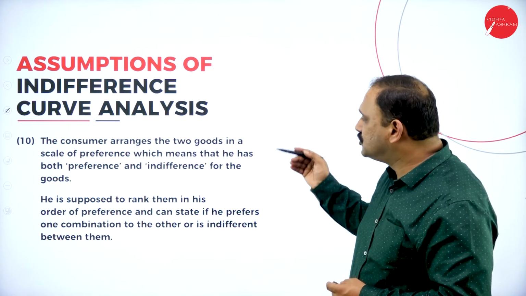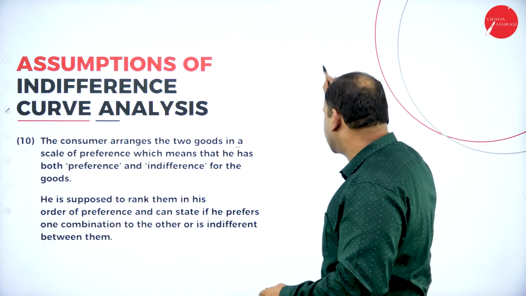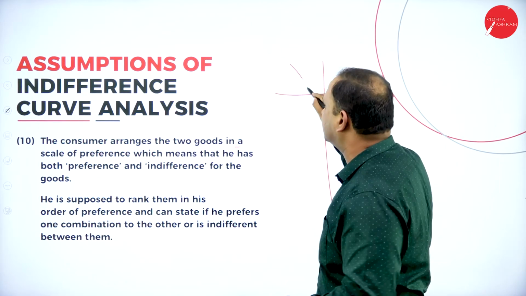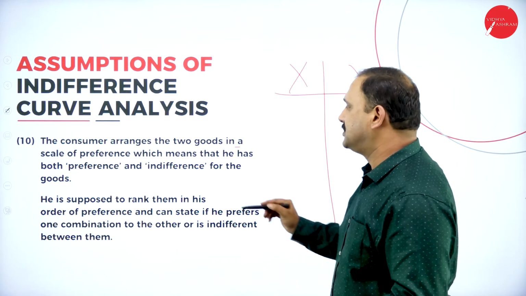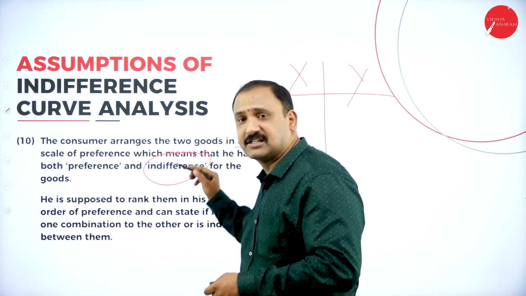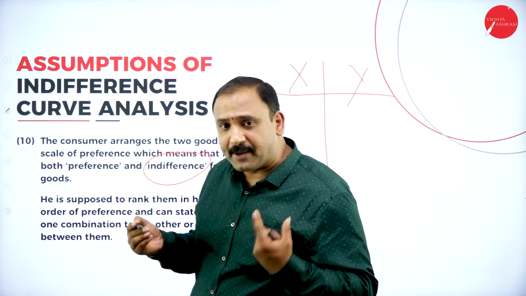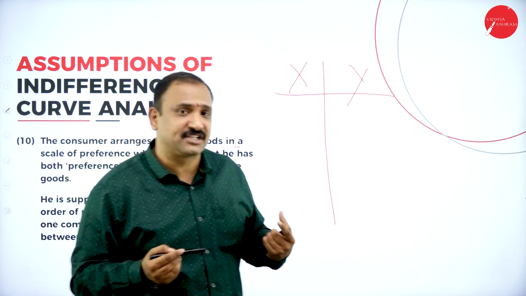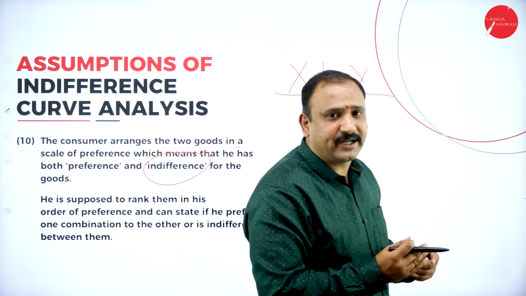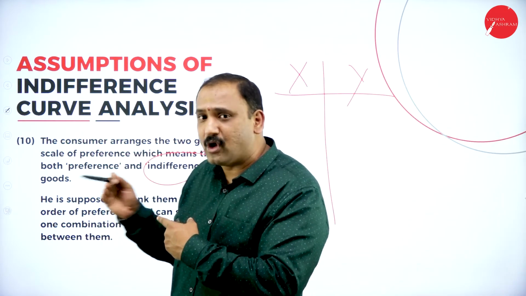Followed by, the consumer arranges two goods in the scale of preference. Now we are going to talk about the scale of preference. So let me put two products here, X and Y, which means he has preference and indifference for the goods. So there are two factors. I love some goods and I'm indifferent to others. So this is where I'm trying to bring in the indifference curve analysis. I like a product because I like it, and I'm indifferent to other products because I'm not in for it.